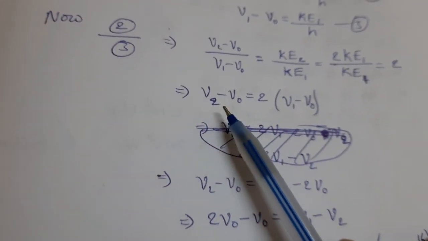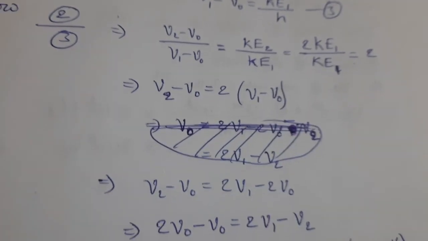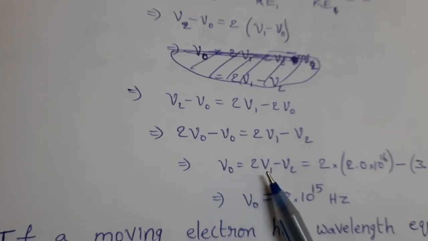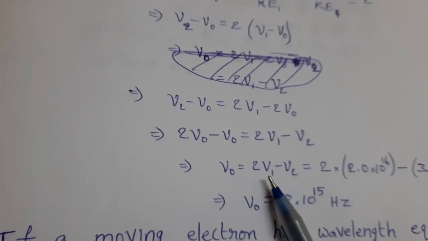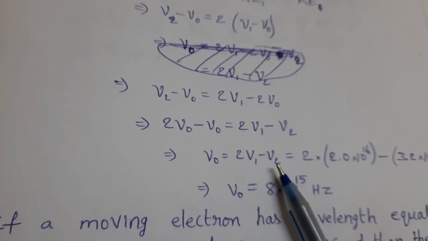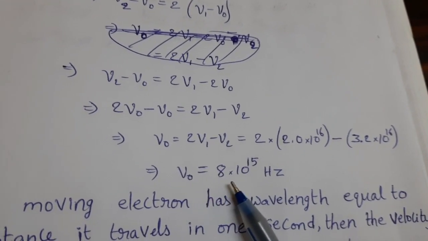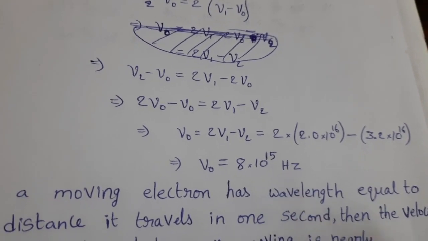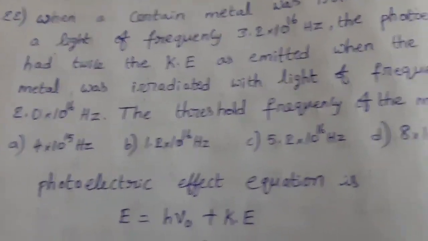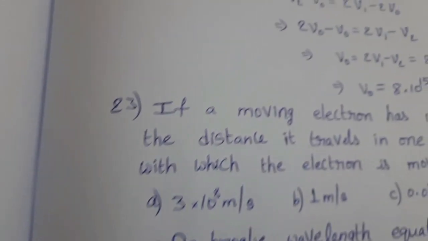So nu2 minus nu naught equal to 2 into nu1 minus nu naught. Finally, we can get this one. Nu naught equal to 2 nu1 minus nu2. Nu1 means incident frequency in the first case, nu2 incident frequency in the second case. Substitute those values, then nu naught we can get, that is 8 into 10 power 15 Hz. So this is the threshold frequency of the metal. Then what is the option? Option D is the answer. I hope you understood this question.